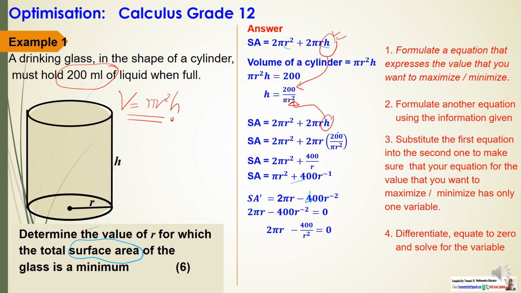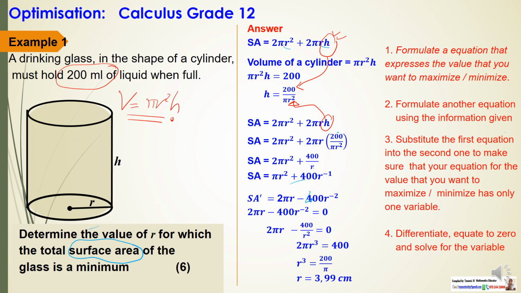So if we differentiate our equation here, remember our surface area in simplified form here is 2 pi r squared plus 400 over r. So we have to express this r as r to the power negative 1 so that we may be able to differentiate it. After differentiating, we equate the equation to 0 and solve to determine the value of r. So in this case, r is equal to 3.99 centimeters. The question is solved for 6 marks.